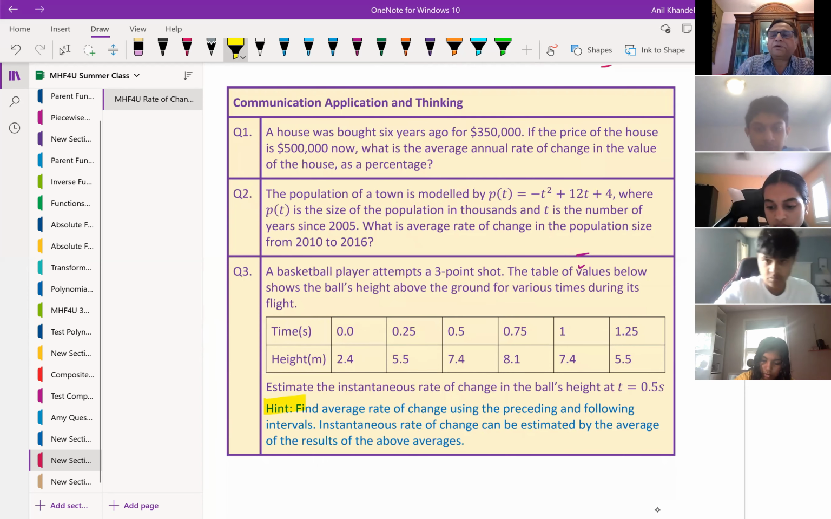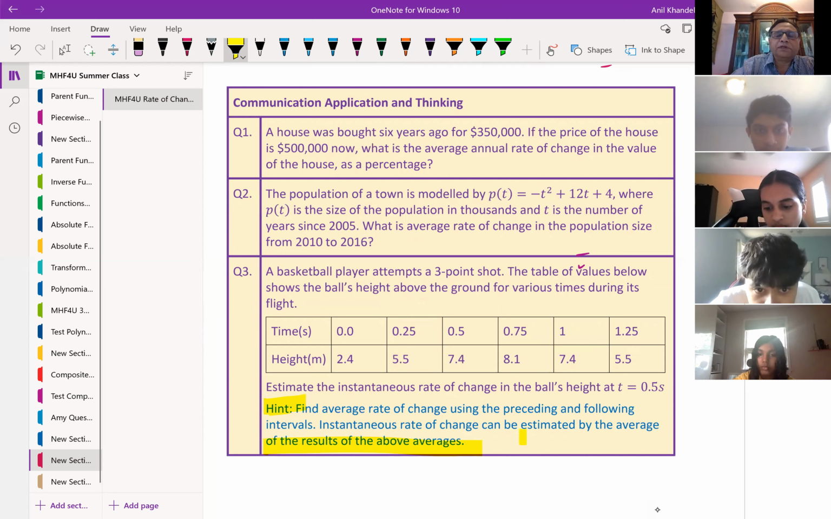Akshat, can you please read what is the hint given to us? Yes, sir. The hint says find average rate of change using the preceding and following intervals. Instantaneous rate of change can be estimated by the average of the results of the above averages. Very good. So basically here, I'm switching over from average rate of change to instantaneous rate of change.